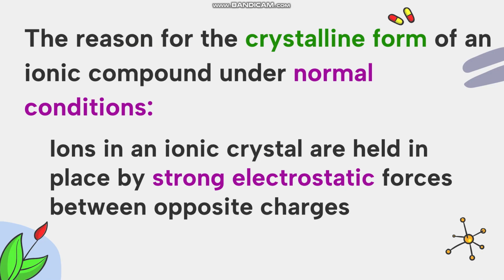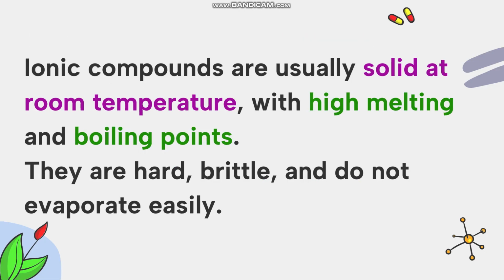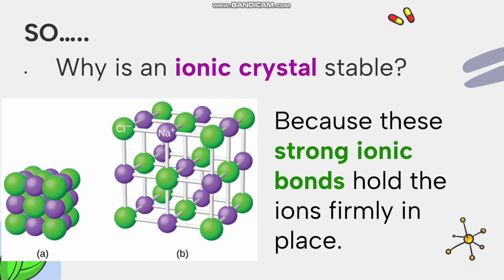So, the reason for the crystalline form of an ionic compound under normal conditions is that the ions in an ionic crystal are held in place by very strong electrostatic forces between opposite charges. For additional information, ionic compounds are usually solid at room temperature with very high melting and boiling points. They are hard, brittle, and do not evaporate easily because of their very stable structures that we have mentioned before. And that is the end of our activities.